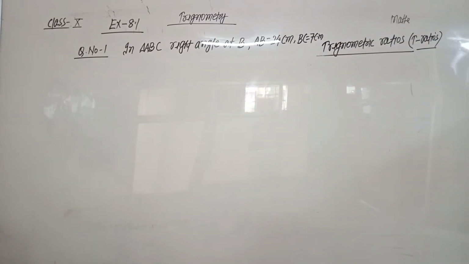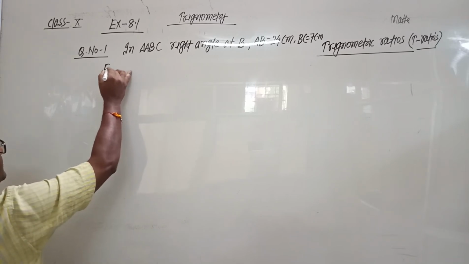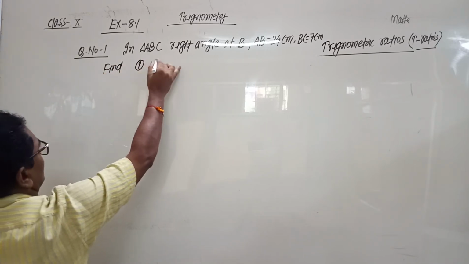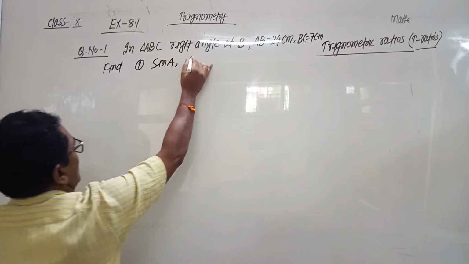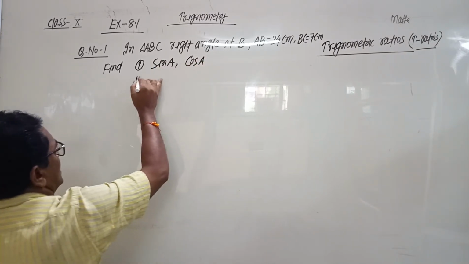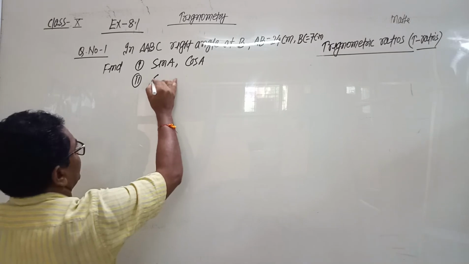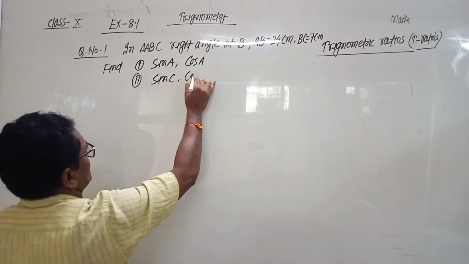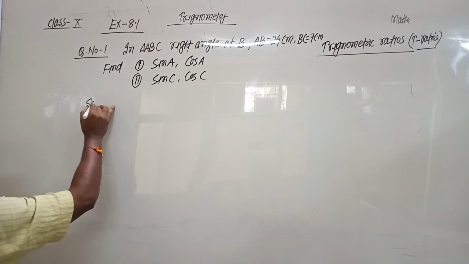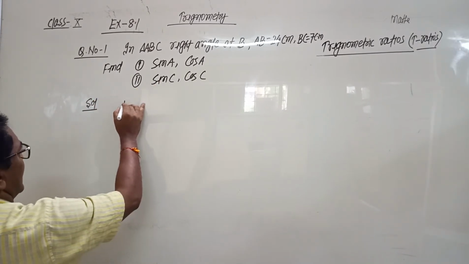We have to determine the value of sin A and cos A. And the second part of this question, find the value of sin C and cos C. So firstly, we will draw the diagram in right triangle ABC.